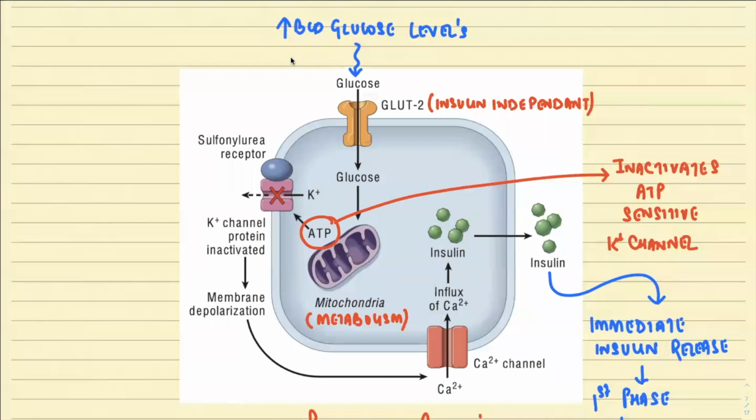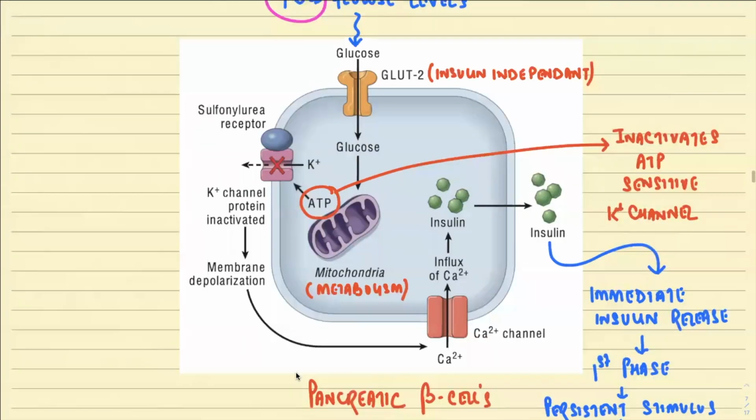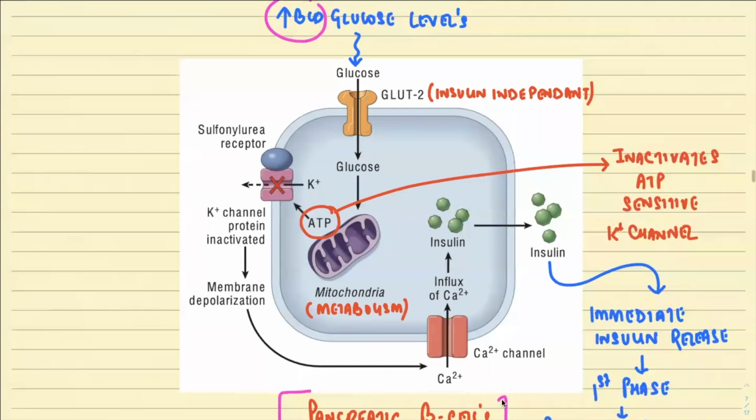Whenever the blood glucose level increases in our body, what is going to happen? What we are looking at is a pancreatic beta cell. Whenever the blood glucose levels increase, glucose goes inside the pancreatic beta cell by means of a transporter called the GLUT2 transporter, which is an insulin independent transporter. It doesn't require insulin for its function.